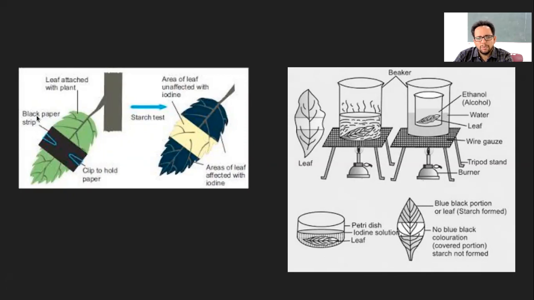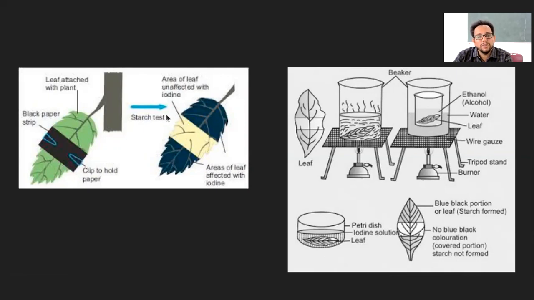Usually some people don't prefer black because it still absorbs some amount of heat, and that might cause a problem, but the darker the color the better, but as of now we'll stick to the black strip. So what happens is, because this area which is covered does not get light energy or sunlight, it will not allow photosynthesis to happen.